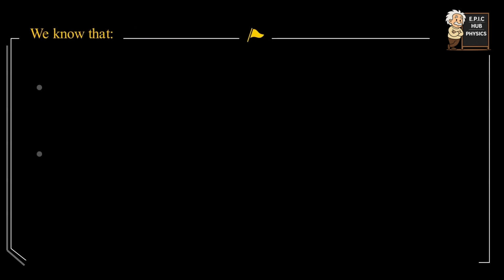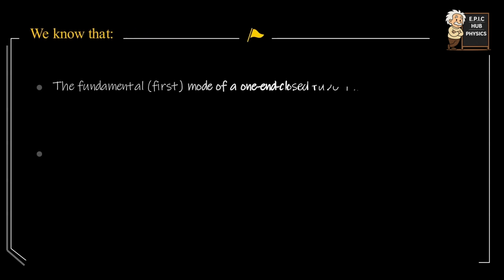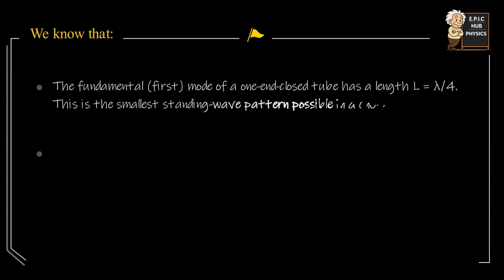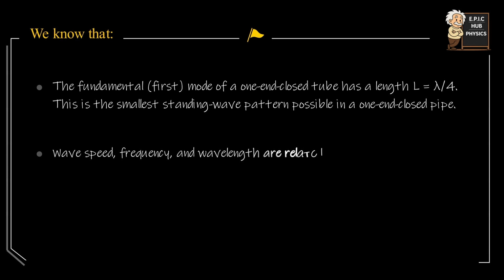Let us recall what we know. For a tube that is closed at one end and open at the other, the fundamental or first mode of vibration occurs when the length of the tube is equal to 1/4 of the wavelength. This is the smallest standing wave pattern possible in a one-end closed pipe. We also know that wave speed, frequency, and wavelength are related by the equation: wave speed equals frequency multiplied by wavelength.